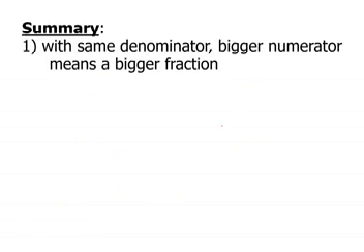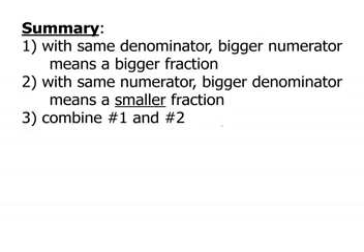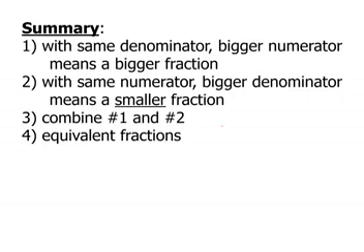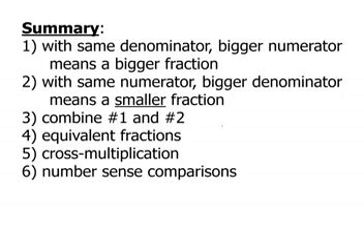So we talked about a lot in this video. We talked about with the same denominator, bigger numerator means a bigger fraction. With the same numerator, a bigger denominator means a smaller fraction. If you're dividing by more, you get a smaller fraction. And then, of course, you can combine those two. If you get a bigger numerator and a smaller denominator, then you're definitely going to be bigger, that sort of thing. We talked about equivalent fractions. We talked about cross multiplication as a means of comparison, and then we talked about number sense comparisons.